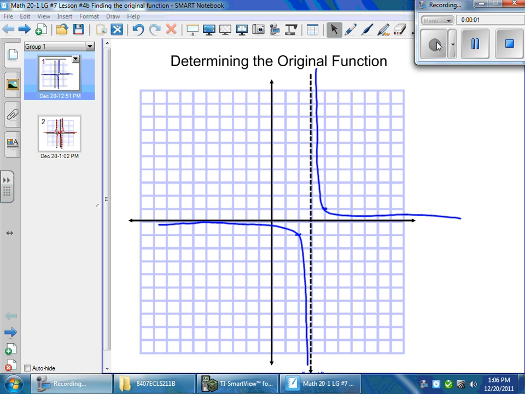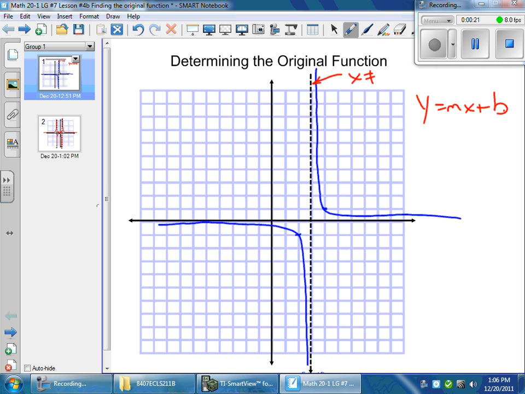Okay, time to work backwards. Let's try to figure out from this graph what the original function was. Obviously, since it looks like this, it's going to be some sort of y equals mx plus b function. Our original was a line because a line, remember, when we reciprocated, gave us something that looked like this. Well, here is, of course, our asymptote, which, of course, x cannot equal 3, but that doesn't really help us out too much with a line.